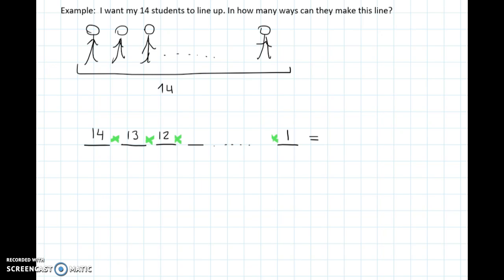Luckily, there is a shortcut to write this. This is called a permutation. This is actually a permutation of 14 elements.